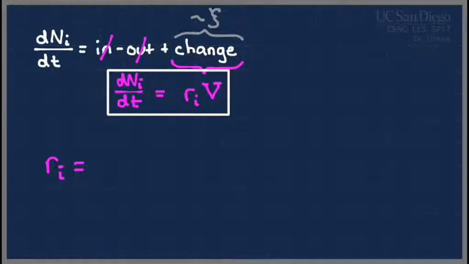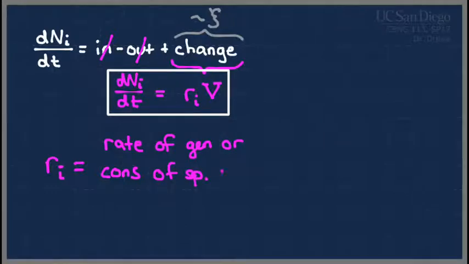So R sub I is defined as the rate of generation or consumption. It does not matter. We pack both generation and consumption into that single term, R sub I, of species I per unit volume.